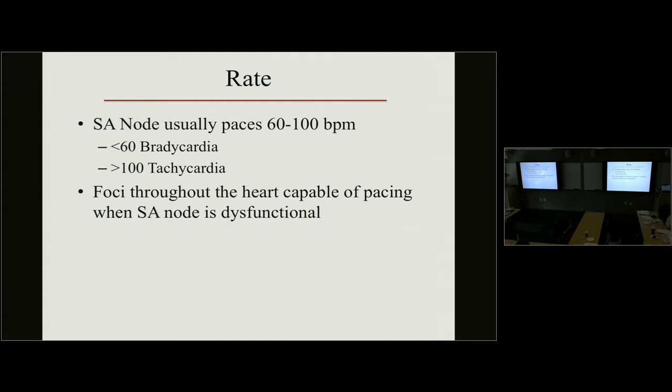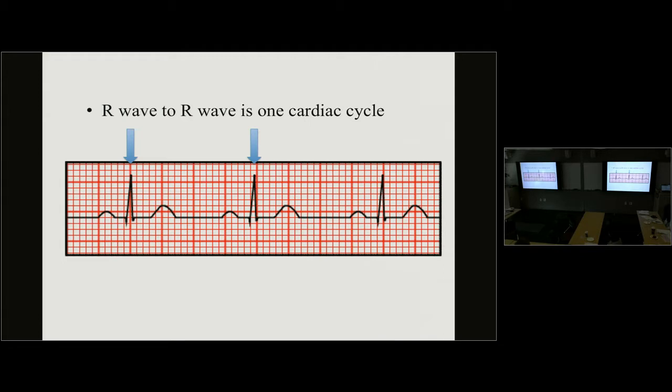And then there's other times when, remember I told you that the AV node is the only communication between the top and the bottom part of the heart? If you don't have that, then even if other things can pace your heart, you can't get the heartbeat down to the bottom. So that's another instance where people might need a pacemaker. Okay, so your R wave to your R wave is called one cardiac cycle, okay? Because this is your ventricle contracting. So from here to here is one cardiac cycle.